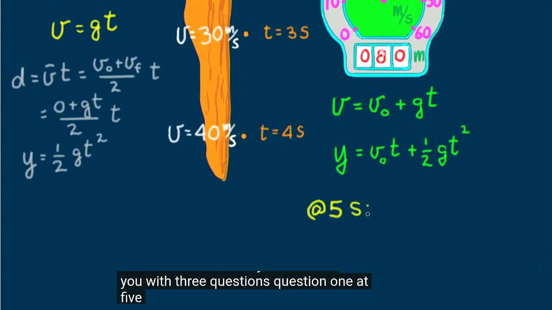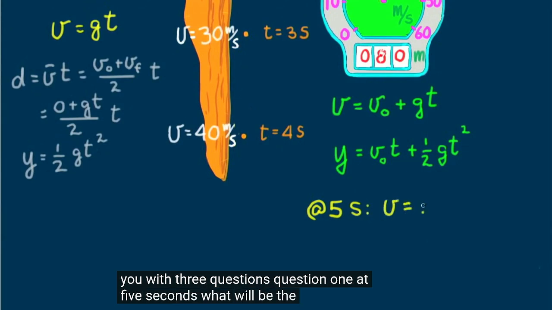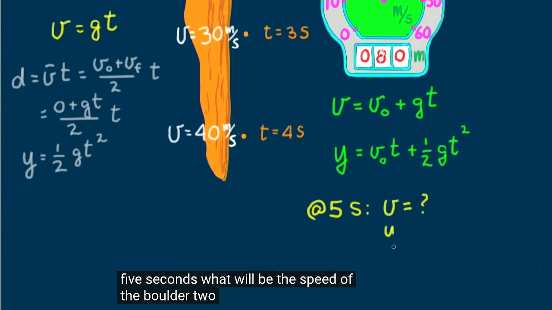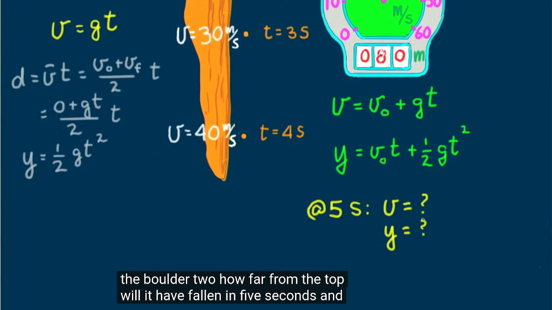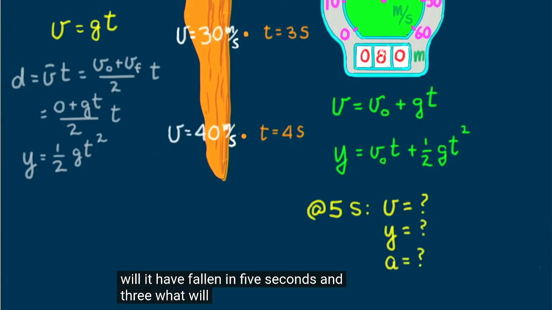Getting back to falling from rest, initial velocity 0, I leave you with 3 questions. Question 1. At 5 seconds, what will be the speed of the boulder? 2. How far from the top will it have fallen in 5 seconds? And 3. What will be its acceleration at this 5th second?